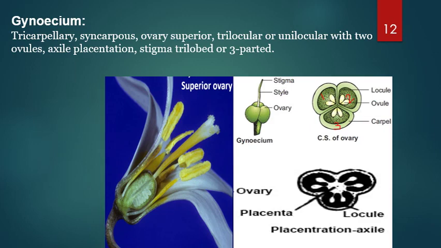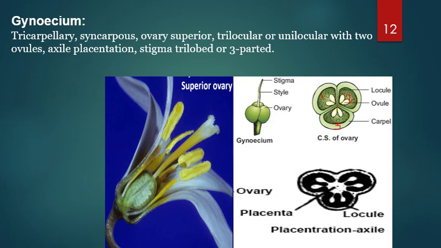In addition to this, the ovary is superior, as we already discussed that in this Liliaceae family, the ovary is hypogynous. So the ovary is superior. It means gynoecium develops on the top of thalamus, but stamens, petals and sepals are borne on the side of gynoecium. So gynoecium is superior, but all other parts are inferior.